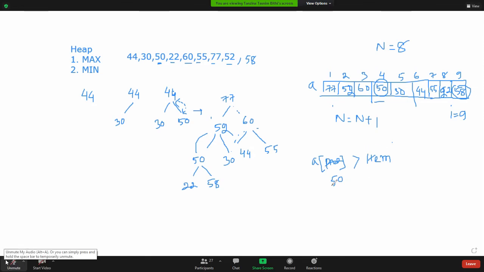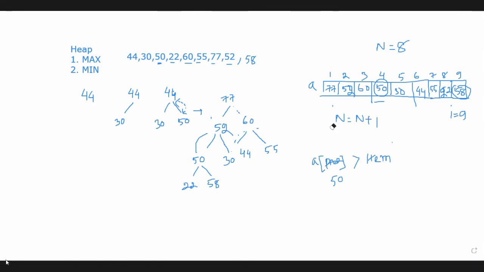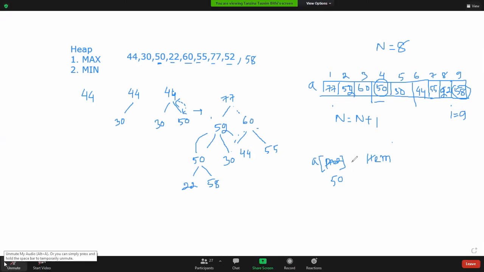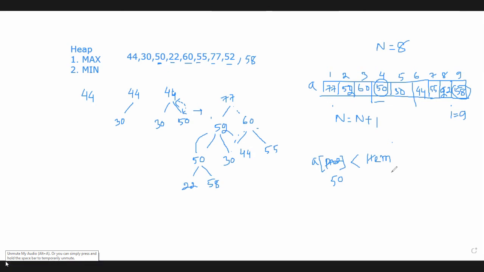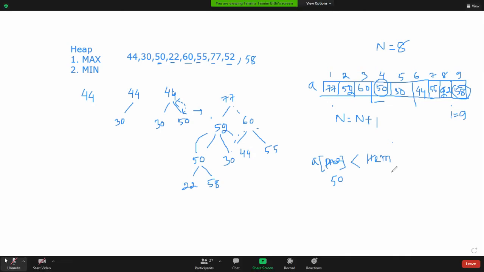False. But if the condition is true, at that time we don't need to change the position of these two nodes. But now the parent node is less than the item, the node that we have inserted in the tree. So at that time we have to change their position. How to change their position? Swap them. Yes, obviously swapping.